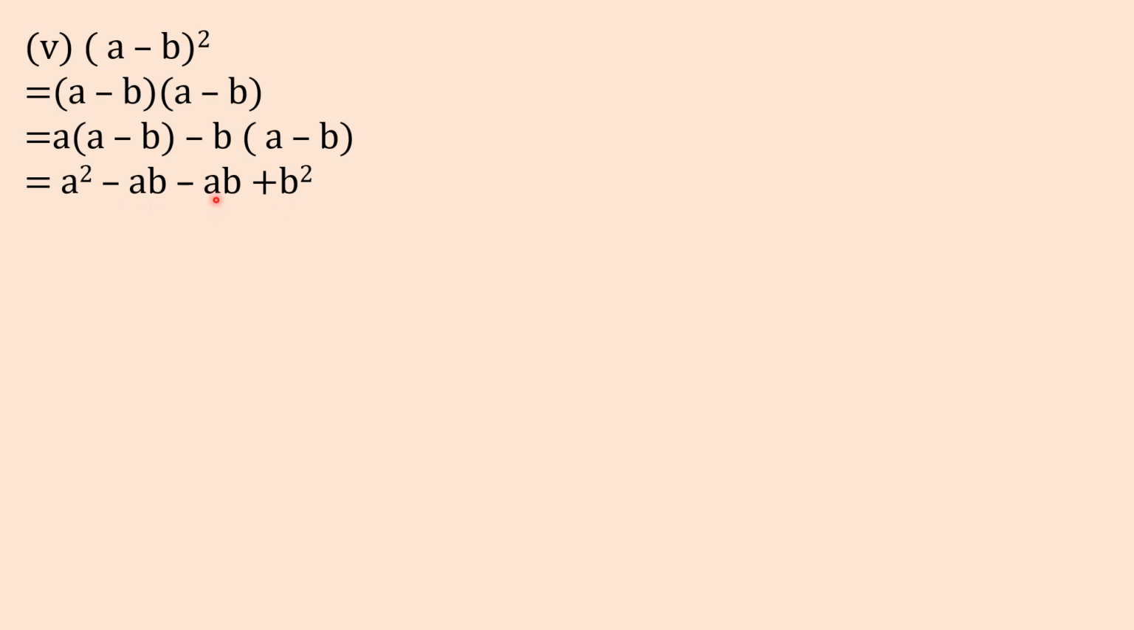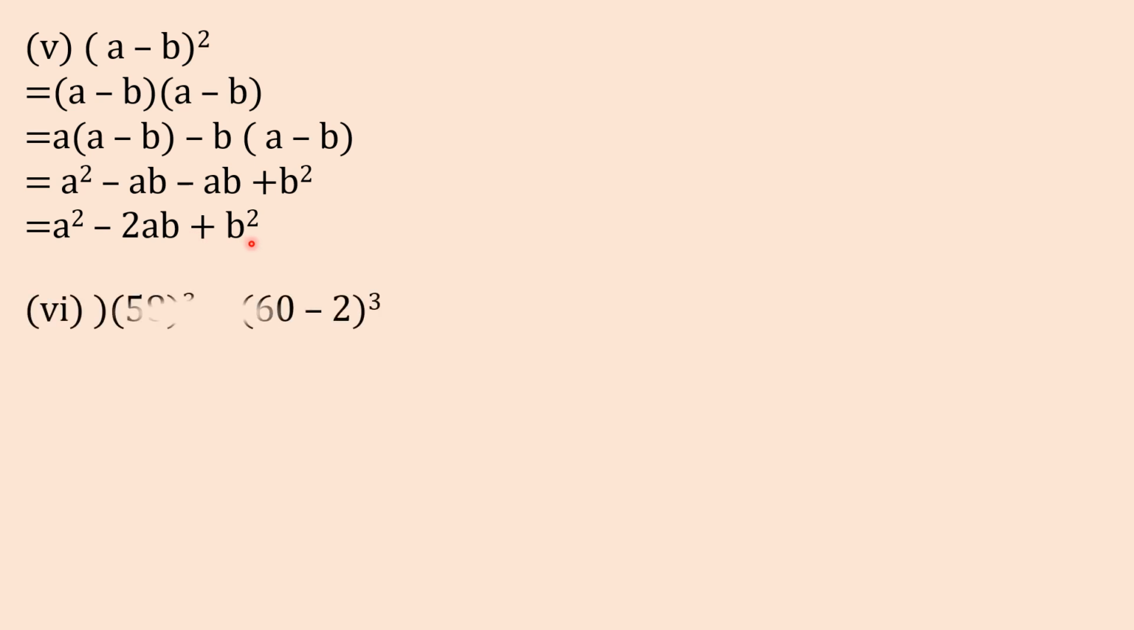Now students, you can see in the middle, minus ab and minus ab are like terms and they have the same sign. So we'll carry out addition between these two terms. So it will become a square, and as the sign is minus, you have to put minus, and ab will become 2ab, plus b square.